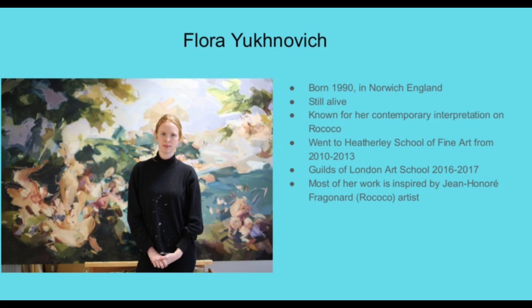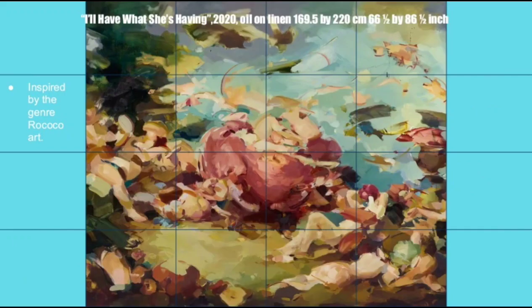She believed that this art was more targeted towards women, with the fashion and wealth and luxury sense. One of Flora's most famous artworks is "I'll Have What She's Having," made in 2020, oil on linen, 169.5 by 220 centimeters, 66 and a half by 86 and a half inches, which was also inspired by Jean-Honoré Fragonard. It looks more like a combination of The Swing, made in 1767.